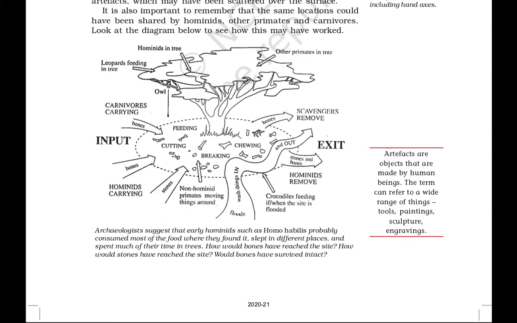Artifacts are objects that are made by human beings. The term can refer to a wide range of things: tools, paintings, sculpture, engravings.